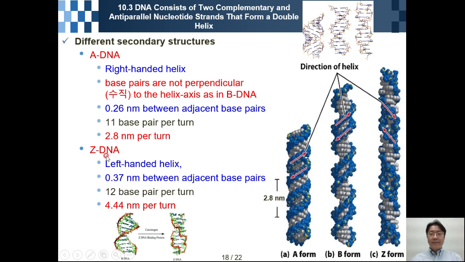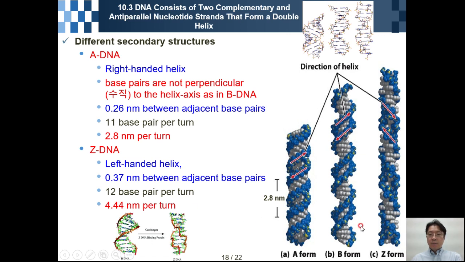How about Z-DNA? So this is Z-DNA. Z-DNA is a left-handed helix. The distance between adjacent base pairs is 0.37 nanometer, and there are 12 base pairs per turn. It means that the distance per turn is 4.44 nanometers.